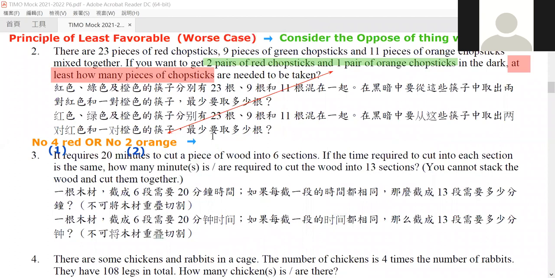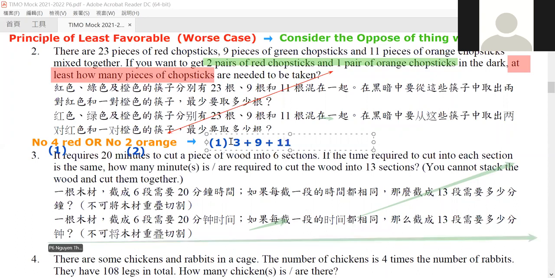Now let's talk about it in the first case. For our first case, because it is no 4 red, which means that the red can have at most 3. So you can get as many green as you want, and you can get as many orange as you want. So it means that it has at most 3 plus 9 plus 11, which equals 23.